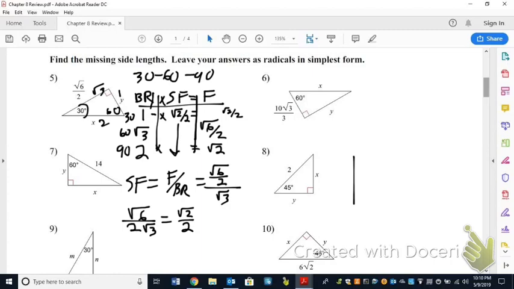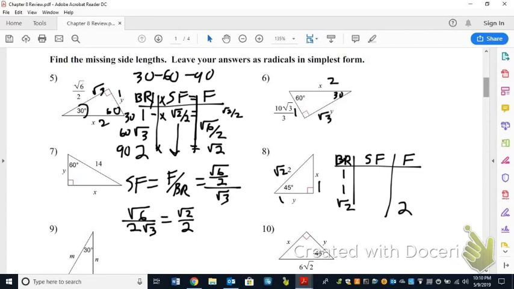So, number 8. I chose number 8 because it is a 45, 45, 90 triangle. So it's 1, 1, radical 2. Now here 2 is the hypotenuse, so it's across from the radical 2. Again, our scale factor is our final divided by our base ratio. So it's 2 divided by, so look what I did here.